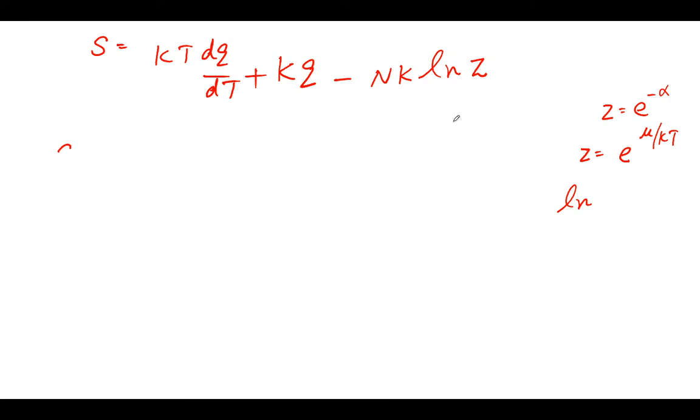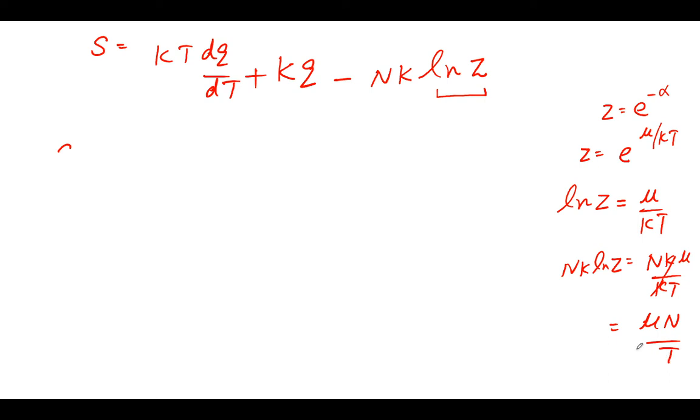So taking log of Z, because we have to take log of Z, log Z is equal to mu over kT, and NK log Z becomes NK mu over kT, so that is equal to mu N over T. Mu N, again, we know is equal to the Gibbs free energy, so this is how you can derive the relation between these various thermodynamic parameters. So we have kT ∂Q/∂T plus QK minus mu N over T.